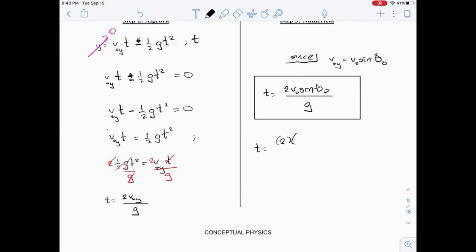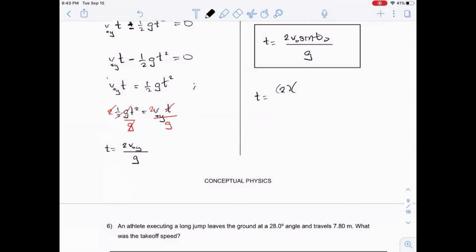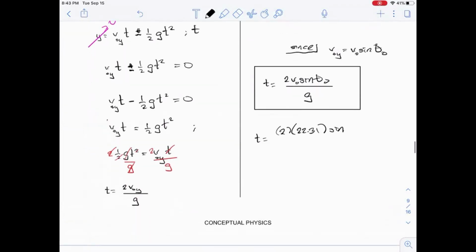Initial speed is going to be 22.31. You have the sine of the angle. What's the angle? The angle is 35 degrees, and your g is roughly about 10. I'm going to make it roughly 10. Now give me the answer. I got 2.559.